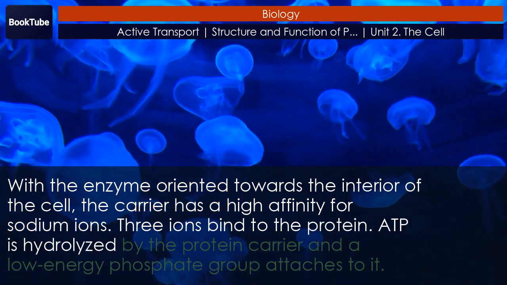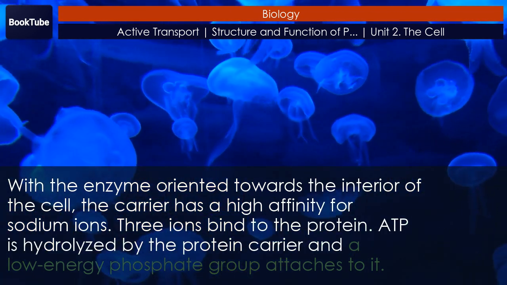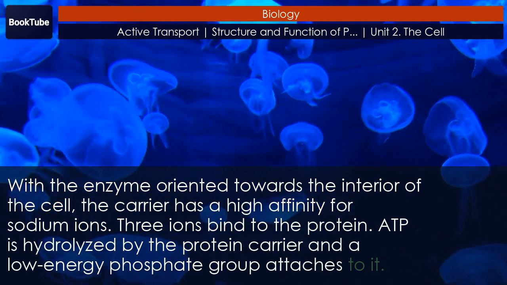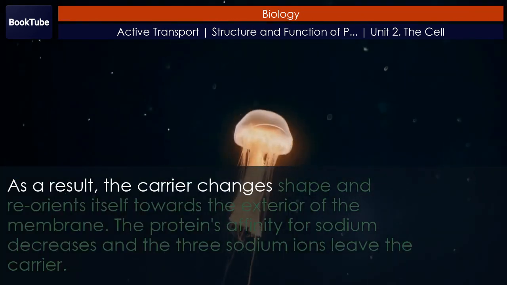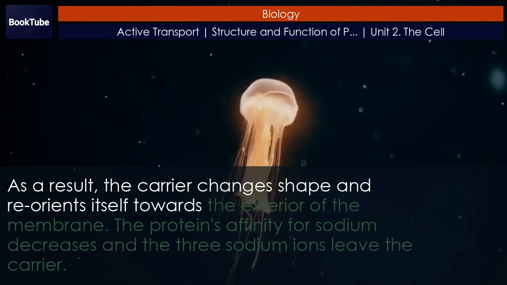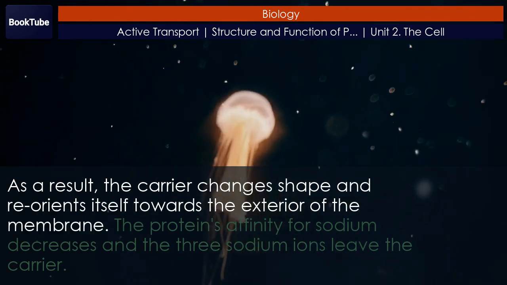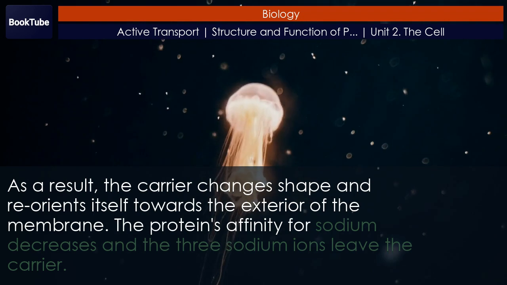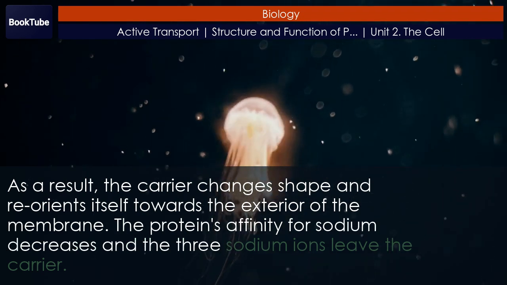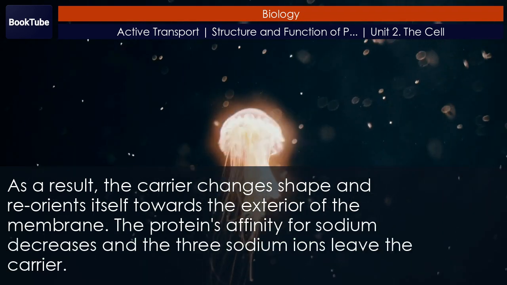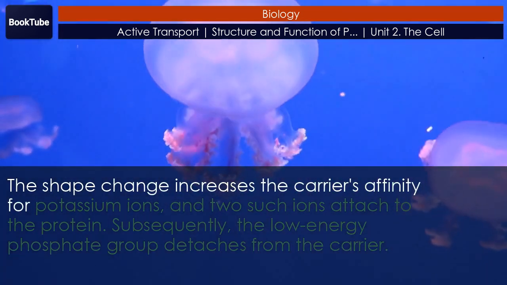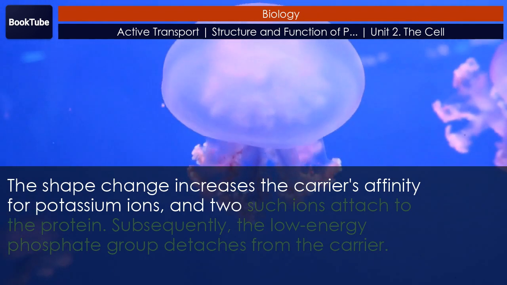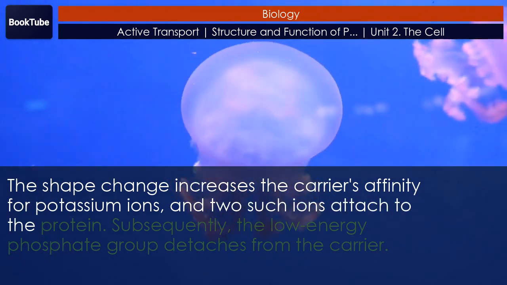ATP is hydrolyzed by the protein carrier and a low-energy phosphate group attaches to it. As a result, the carrier changes shape and reorients itself towards the exterior of the membrane. The protein's affinity for sodium decreases and the 3 sodium ions leave the carrier. The shape change increases the carrier's affinity for potassium ions, and 2 such ions attach to the protein.